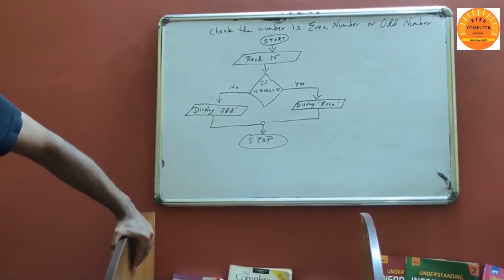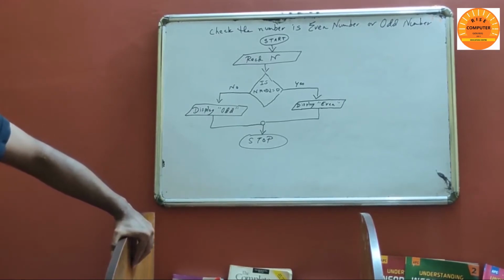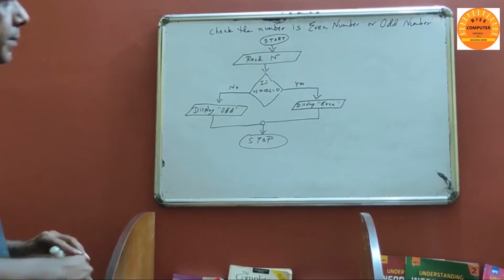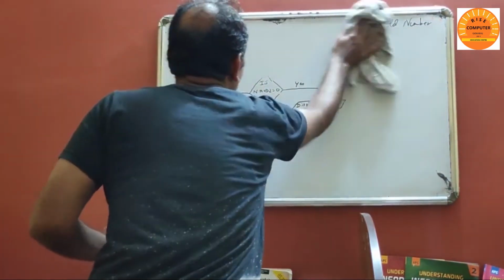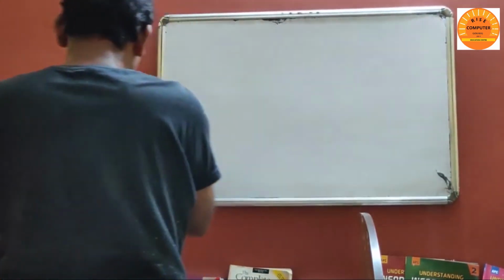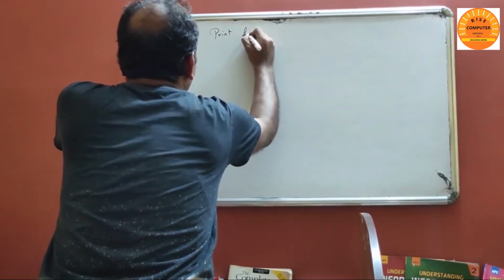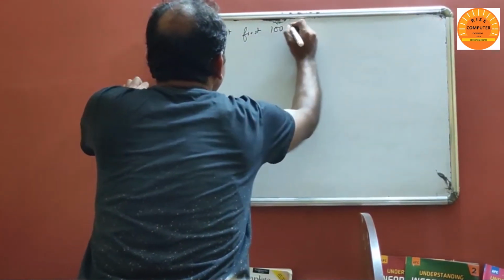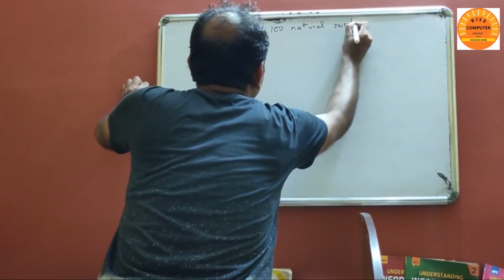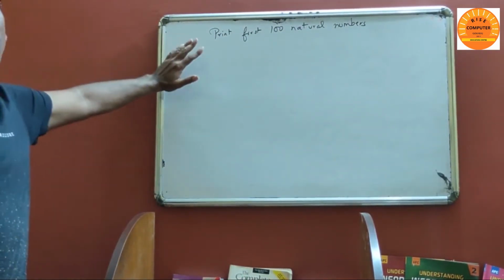Then about another type of program, that is a looping function. For looping, that means for repeating statements, how can we use the flowchart? So our next flowchart will be print first 100 natural numbers. Now, this is a looping program.